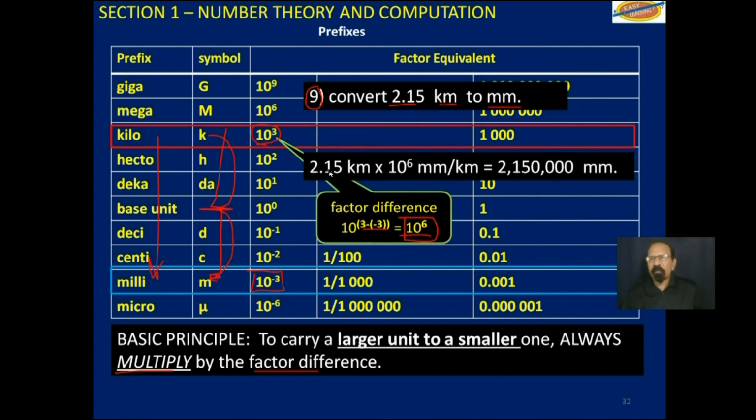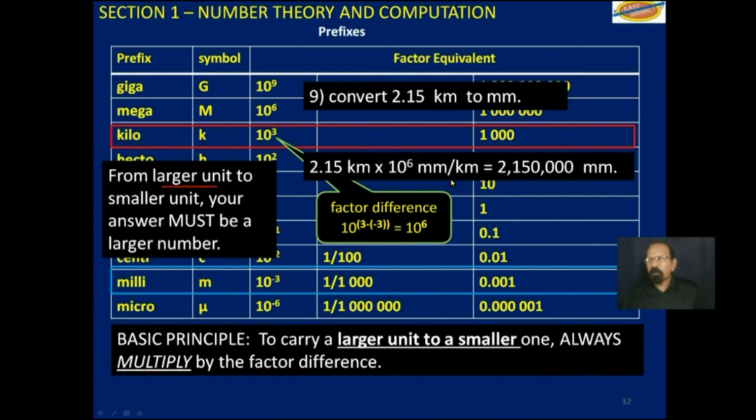So 2.15 kilometers multiplied by 1,000,000. You shift the point 6 places to the right. That's 1, 2, 3, 4, 5, 6. And so you get 2,150,000 millimeters. As I said, from a larger unit to a smaller unit, your answer must be larger because you are multiplying by the factor difference.